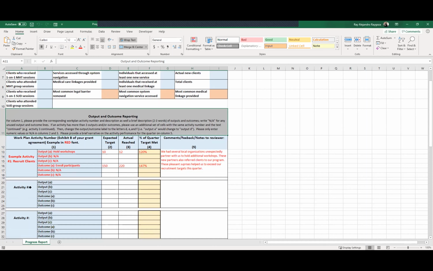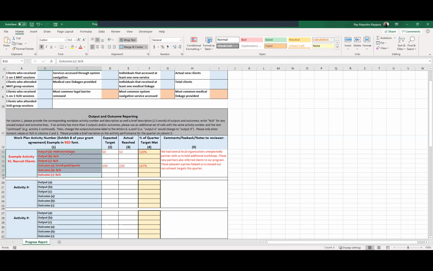After you enter the activity number, then you enter the activity high-level name. So for example, in this case, we had the activity number 1, it says that it is reporting, and the action was recruit clients. Right? This is just an example. It obviously may look different for you, your activity number 1, but this is what we're using as an example. And then we move to this part right here.